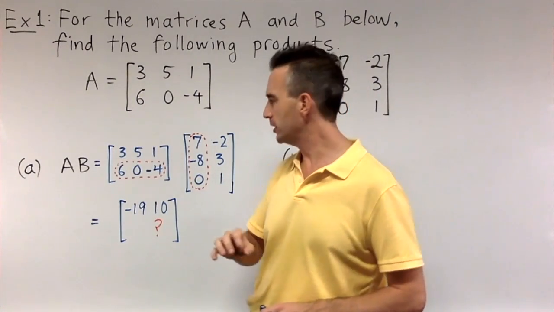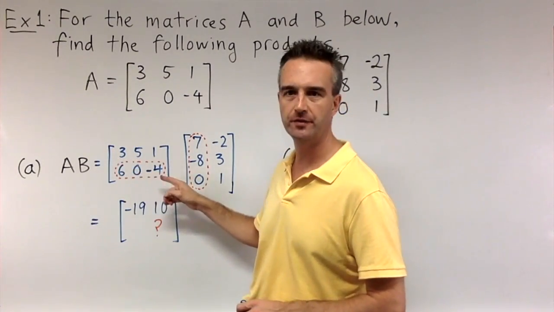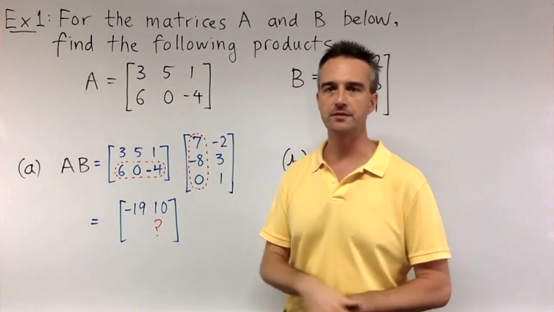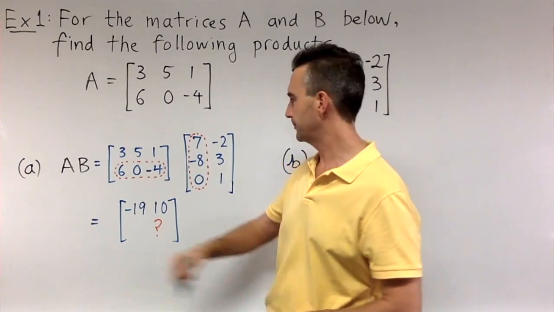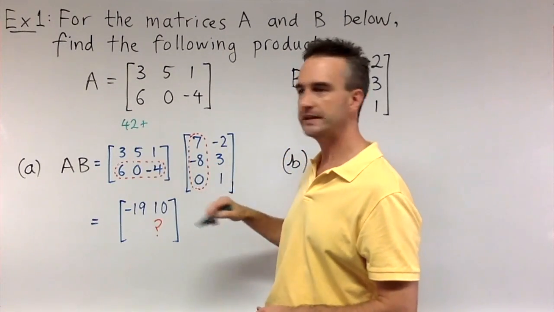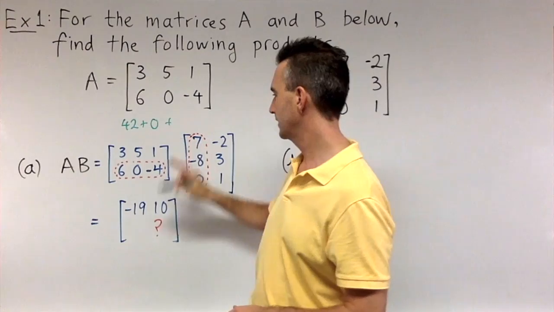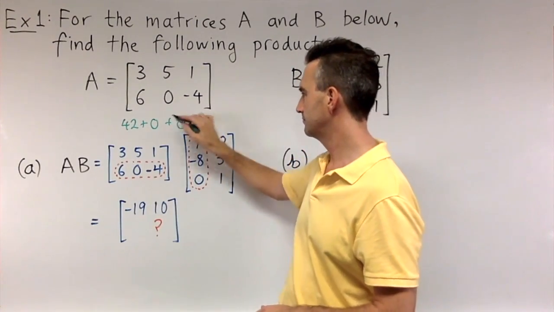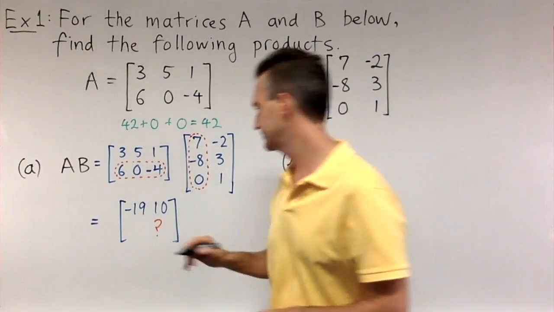For our third entry, we're going to go back and look at the second row of the first matrix and the first column of the second matrix. Once again, here we go. 6 times 7. 0 times negative 8. Negative 4 times 0. Giving us 42.